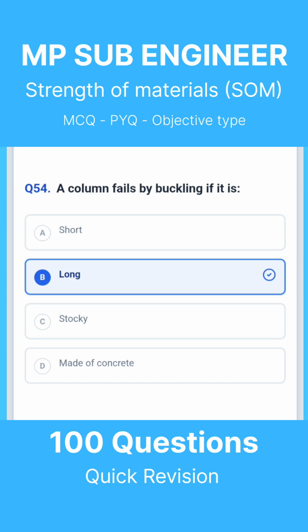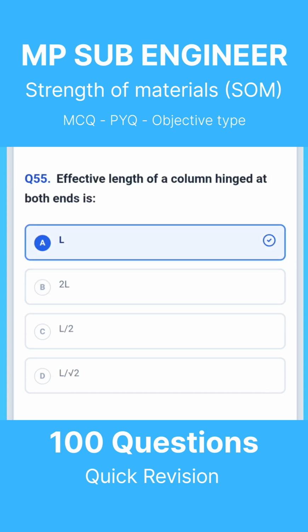Question 54. A column fails by buckling if it is. The correct answer is long. Question 55. Effective length of a column hinged at both ends is. The correct answer is L.